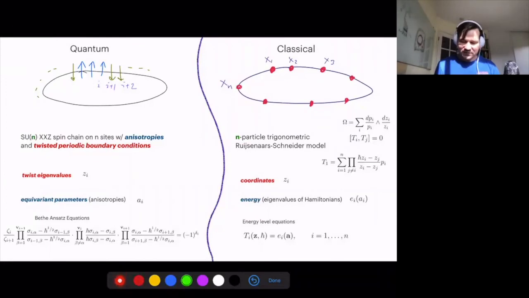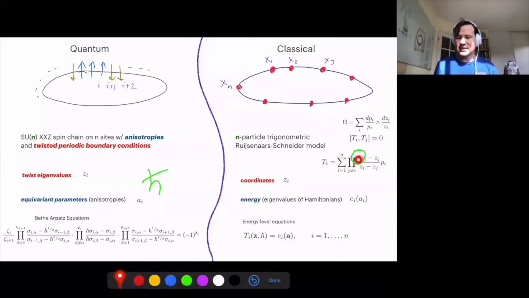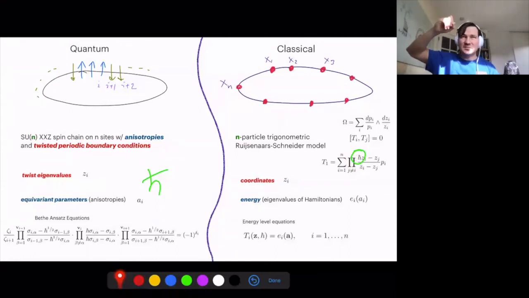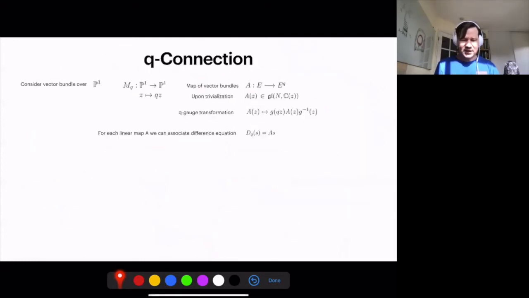Oh, and by the way, I forgot to mention that the Planck constant in the spin chain, which I conveniently scaled to 1, always corresponds to the coupling constant in the TRS model. Here, this h is exponential to the actual Planck's constant. So the Planck's constant is the coupling in a classical system. And in the oper, it's the q. This q is, in fact, e to the Planck's constant.